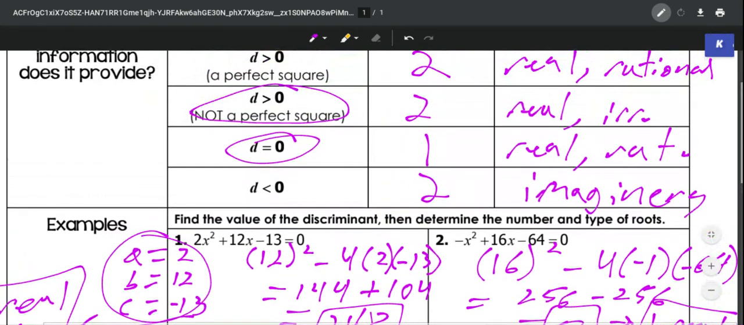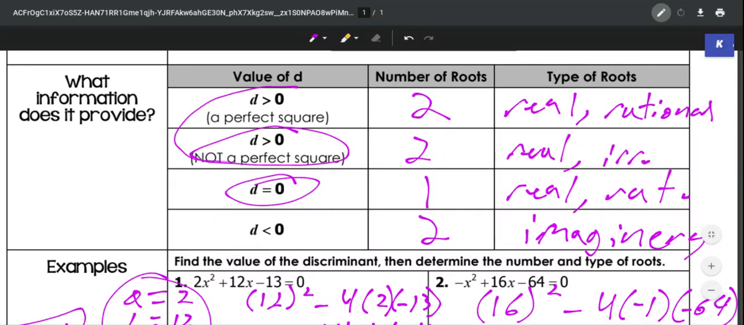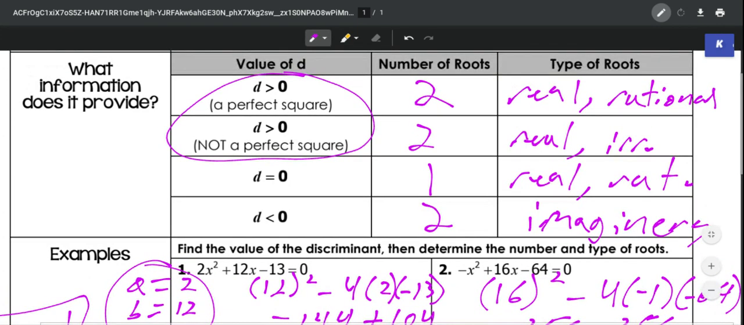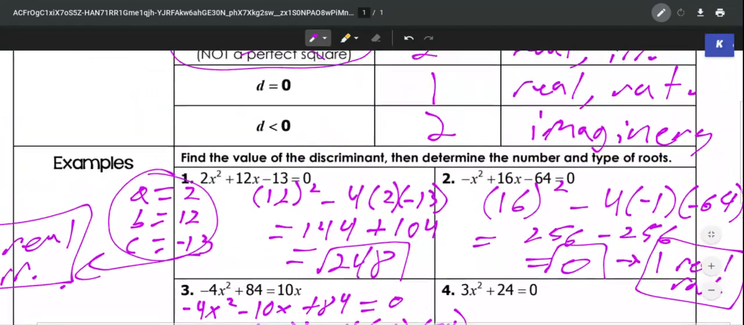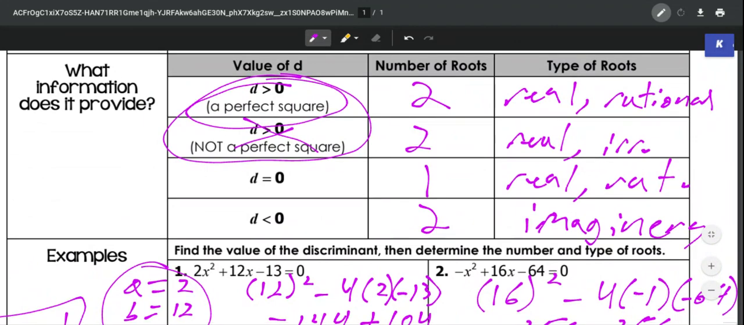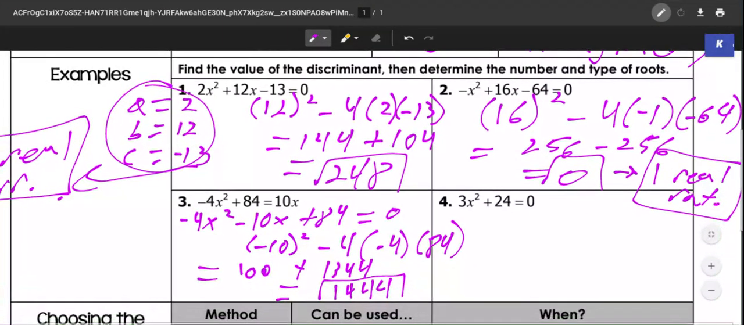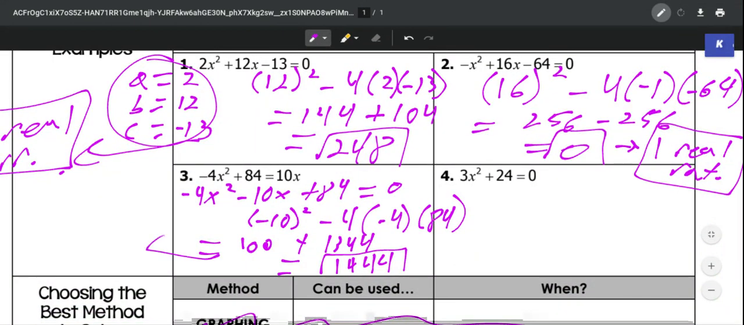Now, our discriminant is greater than 0, so we're only looking at these two top columns. Now we have to figure out, is that a perfect square? And it is a perfect square, so we're actually only looking at this top column. The square root of our discriminant, 1444, is 38, so it's a perfect square. That tells us that we have 2 roots, and they are real and rational. So your answer for 3 would be 2 real and rational roots.